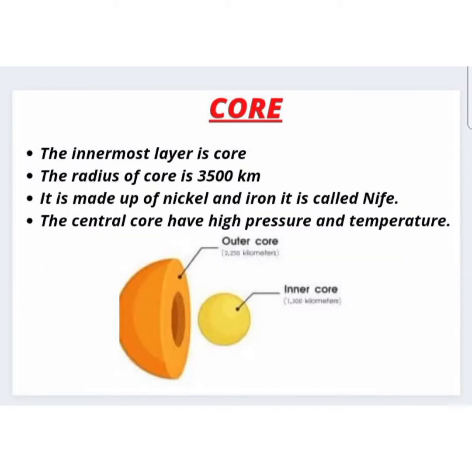Now we will discuss the core. The innermost layer is the core. The radius of the core is 3500 kilometers, and it is made up of nickel and iron, and it is called Ni-Fe. Ni for nickel, Fe for iron. The central core has very high pressure and temperature.